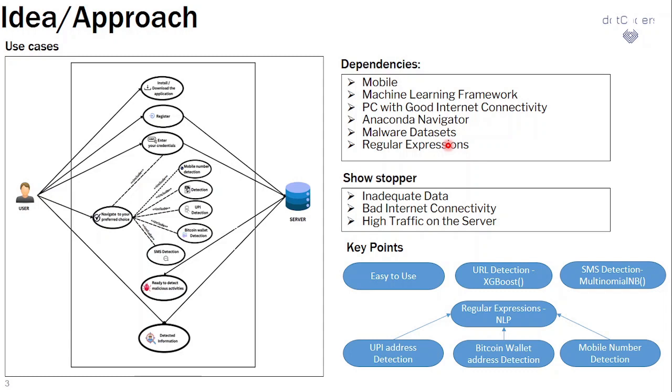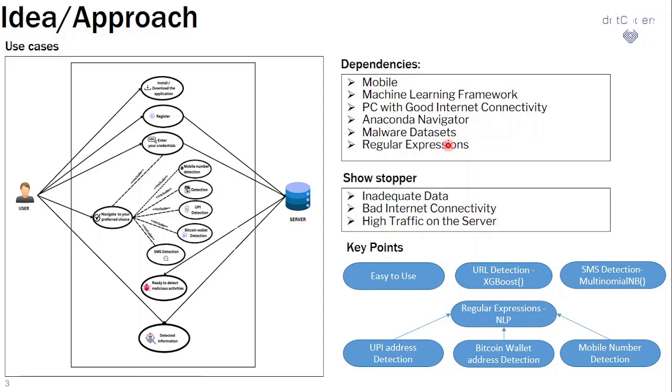The showstoppers for our application are inadequate data, as we cannot completely rely on the data we have obtained through regular expressions or datasets. The models are not always 100% sure and might differ in accuracy, and bad internet connectivity might stop the functionality of our application. There is also high traffic on the server. As mentioned earlier, we are using Firebase as a backend, which is limited to only 2000 users. Once the number goes beyond that, we need to pay an extra amount. These are the stoppers for our application.